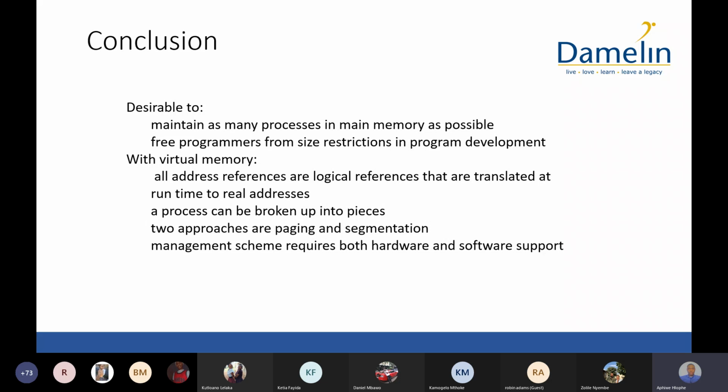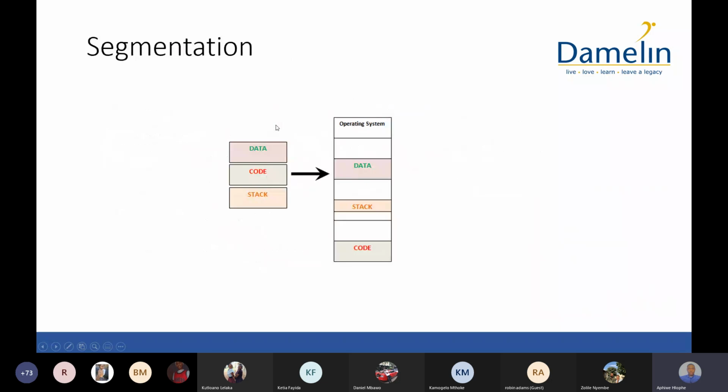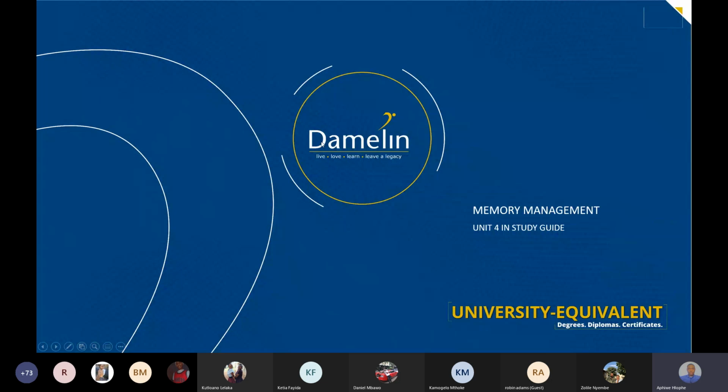So with virtual memory, all address references or logical references are translated at runtime to real addresses through the mapping and MMU component. And a process can be broken up into pieces, with 2 approaches: paging and segmentation. The management scheme requires both hardware and software support. So that is unit 4 covering virtual memory.